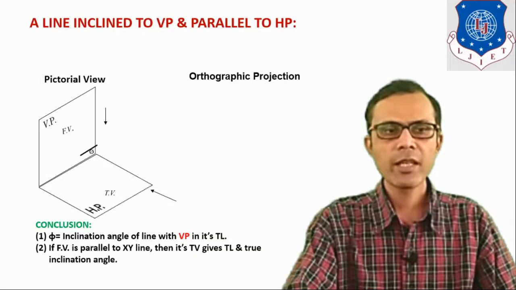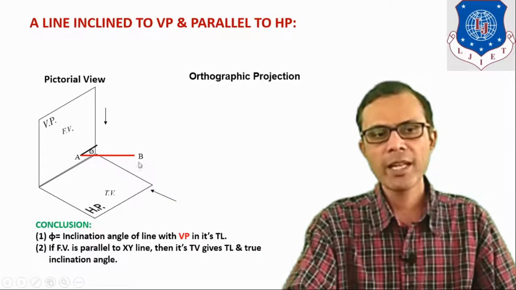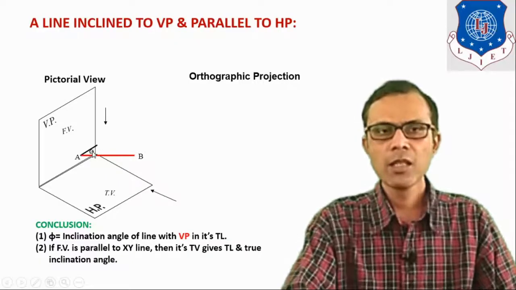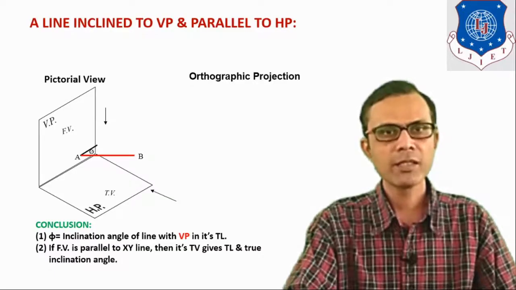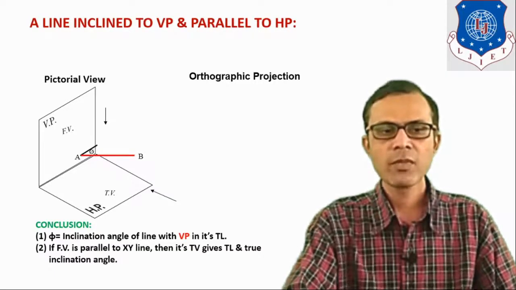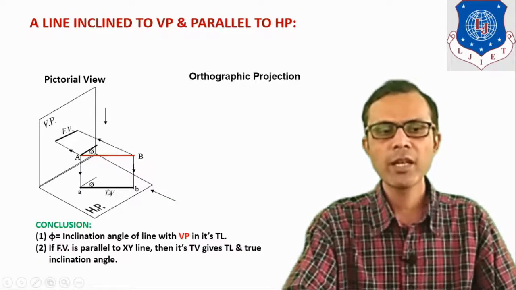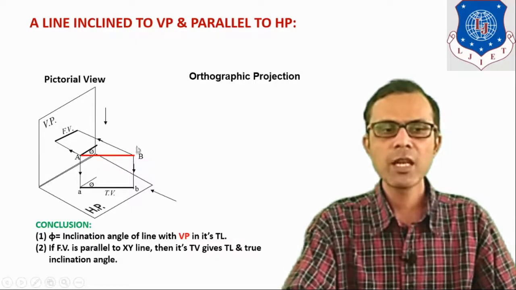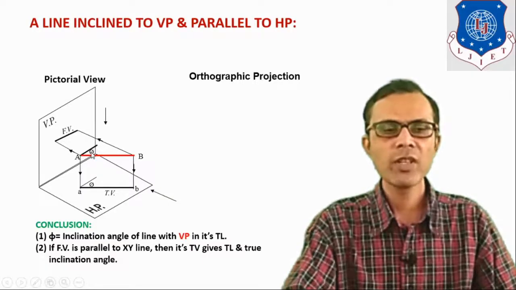Next case is a line inclined to VP and parallel to HP. Here in this pictorial view, you can see this given line AB has some inclination angle with VP, and that inclination angle is always denoted by phi. It is the standard notation. When you look at this line from the top view, you get the true inclination angle, but when you look at it from the front view direction, it looks different in length. That length is other than the true length, that is A dash B dash.